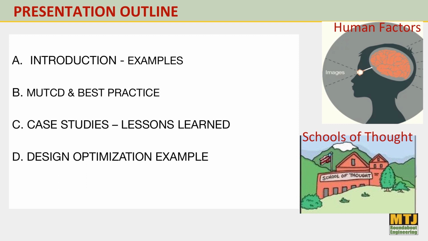So the outline today is separated into 4 components. First, an introduction. We're going to look at some examples. And then section B is we're going to look at some of the MUTCD and some of the differences and best practices and the different schools of thought there. We're going to look at 2 case studies briefly, lessons learned from those. And then finally, a few slides on an optimization example where we looked at using a 3D model, so we can look at things from a driver's perspective.